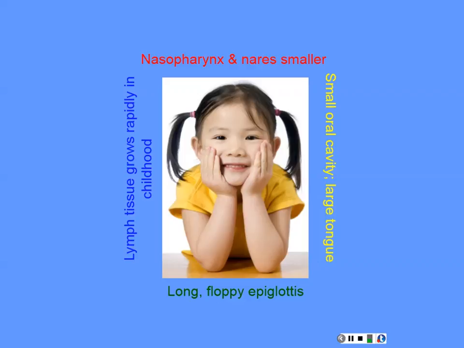When we're looking at lymph tissue in children, it grows very rapidly in childhood, and then generally stops between 8 and 12. This is why we're talking about tonsillitis and some different things like that. Older kids don't have that many problems with it because they've kind of had that stop. The thyroid, cricoid, and tracheal cartilages are immature.